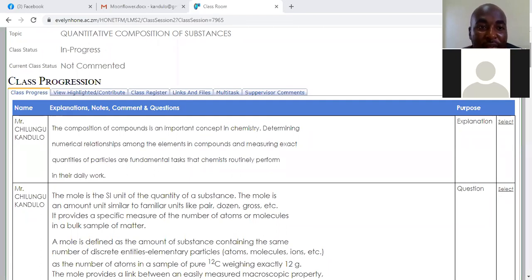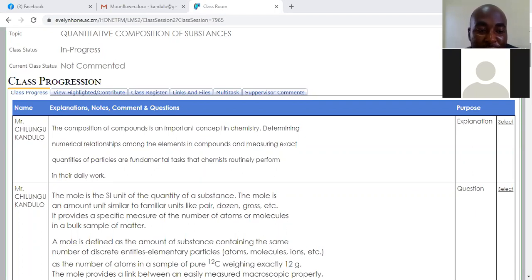Now, guys, when you hear the words quantitative composition of substances, the word substances to a chemist does not just mean a woman of substance. For us, substance is for elements and compounds. Those are the ones we classify as substances. So that's why there's that intro to say it's very important to know the composition of compounds.